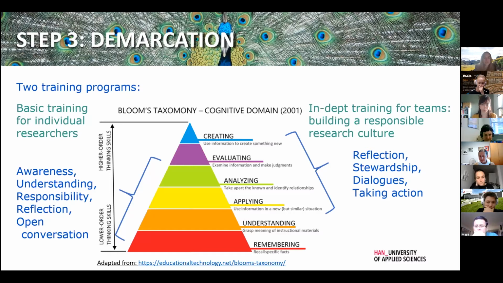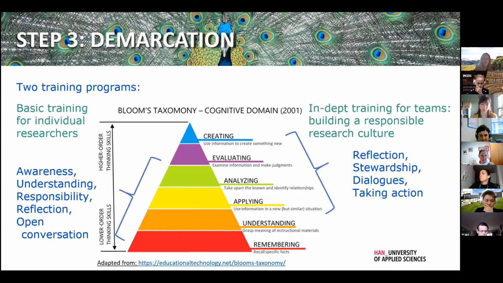So on the left hand side here you see the basic training for the individual trainers, where we cover mostly the first 4 and a little bit of the 5th cognitive level, covering awareness, understanding, responsibility, reflection, and having open conversations about research integrity. And then the next level training that we aim for teams starts already at the level of applying, all the way up to creating. And that creating is the part taking action.